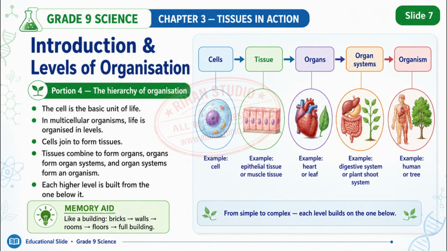The hierarchy of organization. Recall from Chapter 2 that the cell is the basic unit of life. In all multicellular organisms, there is a hierarchy of organization: cells, tissue, organs, organ systems, organism. Cells of similar type performing similar function group together to form a tissue. More than one type of tissue forms organs. Different organs form organ systems, and organ systems form an organism.